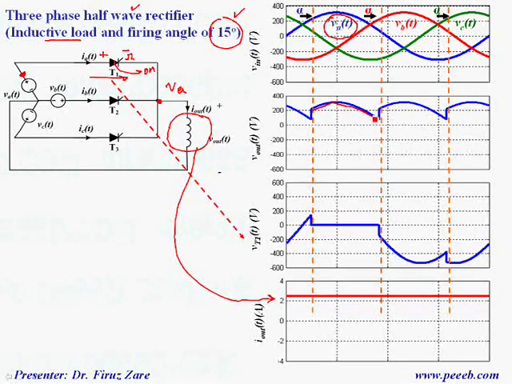And because we have an inductive load, we have almost the input voltage, or phase A, across the load. So in this case, because phase A is not getting negative, this scenario is almost the same as the resistive load, but at different firing angles we may have different voltage waveforms.